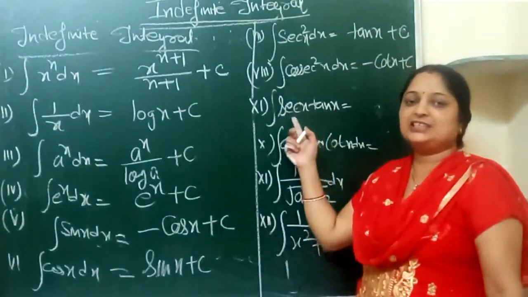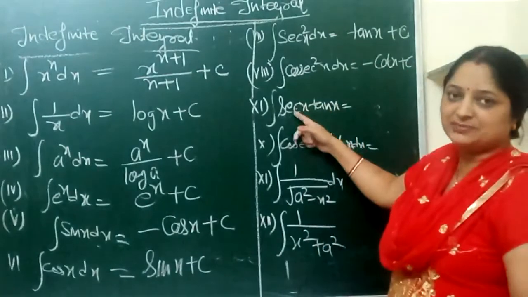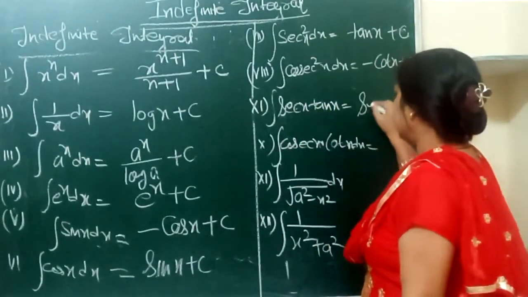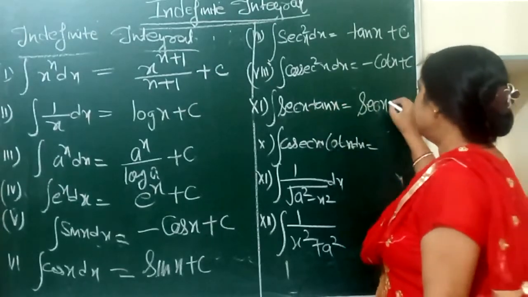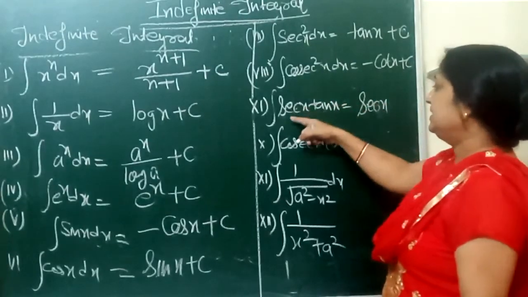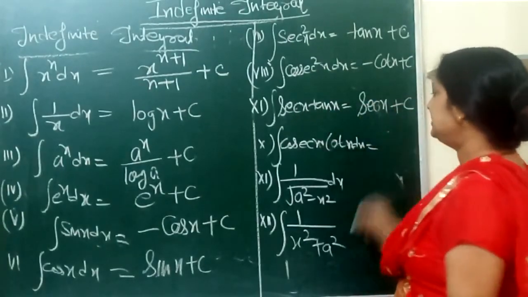Now what is the integration of sec x into tan x? This is the derivative of which term? This is the derivative of sec x. What is the derivative of sec x? That is sec x into tan x. So it means the integration of sec x into tan x is sec x plus some constant c.